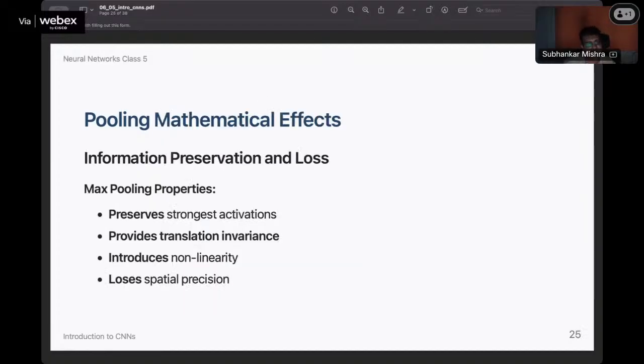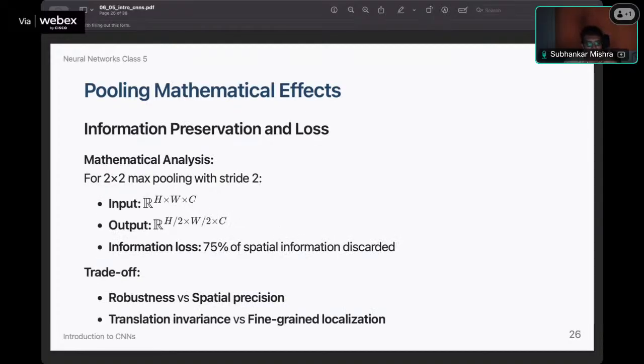And I talked about that. You still lose information. There is some information loss, but it preserves the strongest activations. It provides translation invariance, and it introduces some form of non-linearity, right? Because it's not straightforward to do pooling, and it loses spatial precision, because some of the neighborhood information got lost, right?